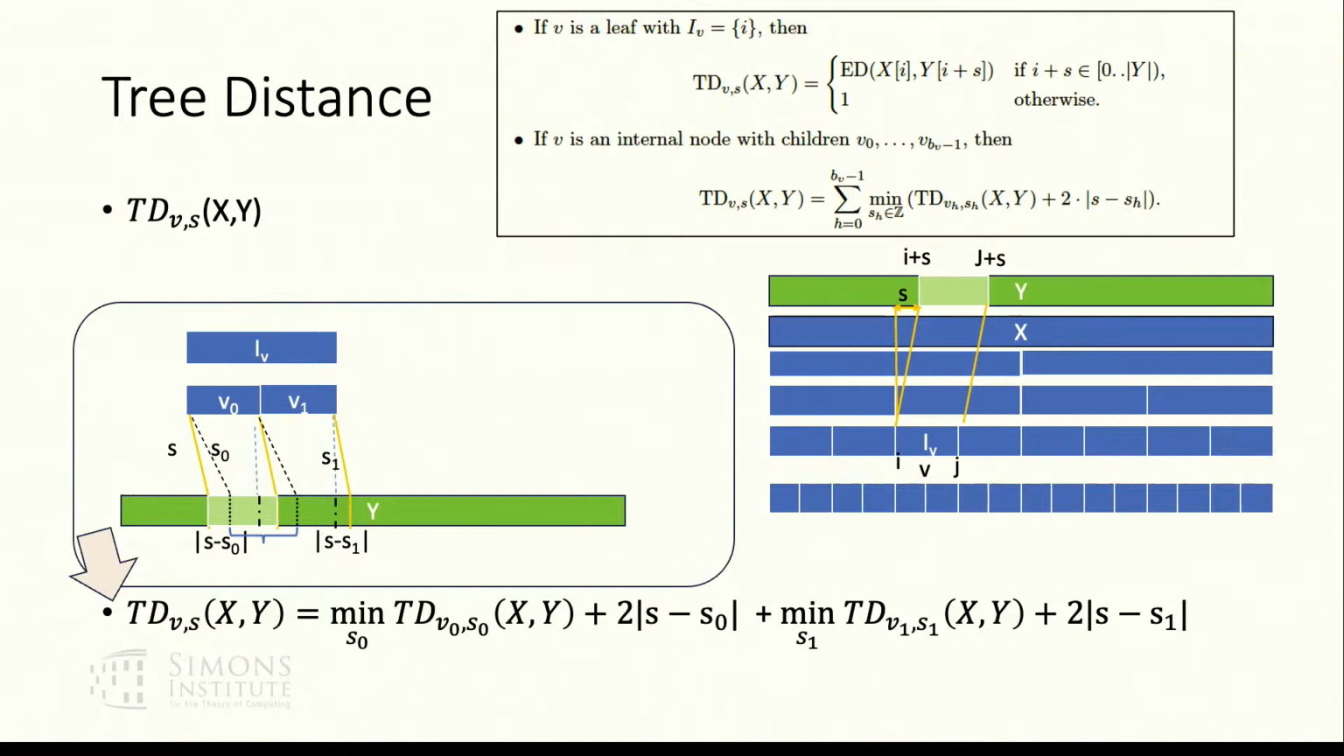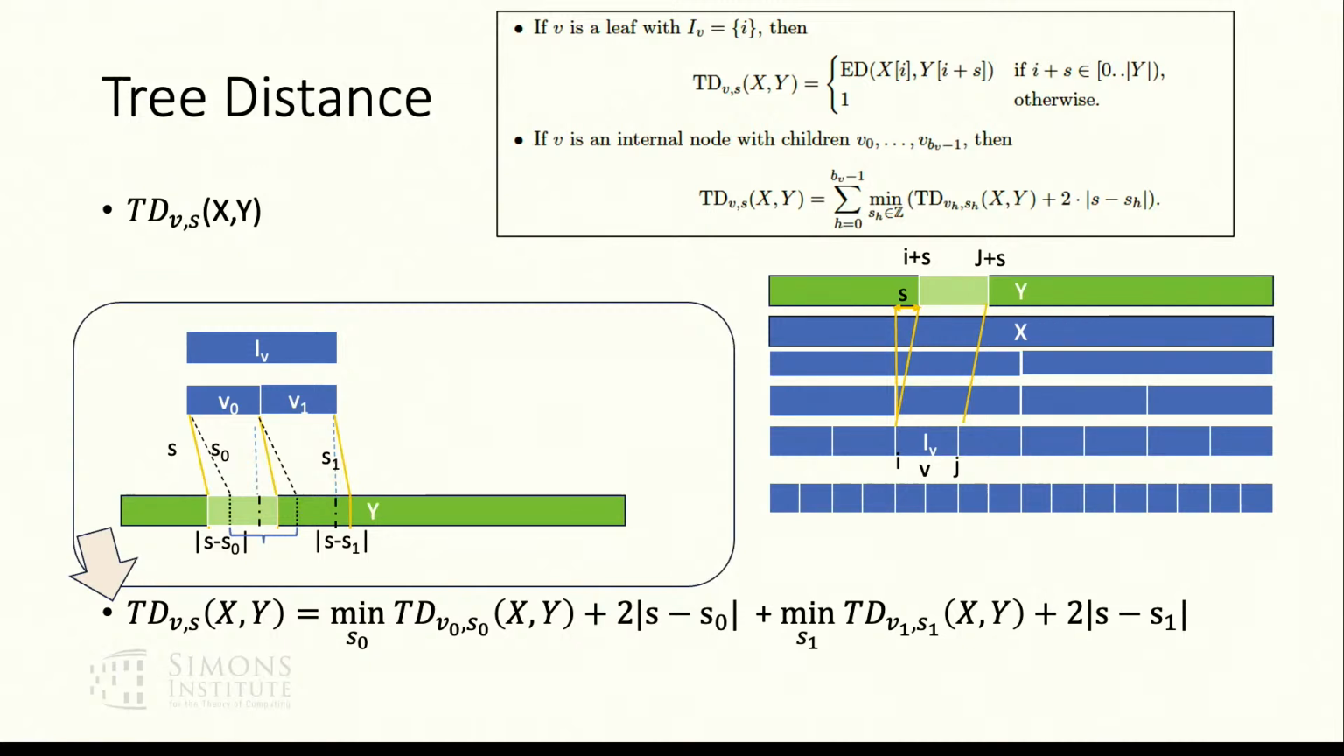So at the leaf level, it's just Hamming distance. As you go up, you define it recursively. Each child looks over all possible shifts S0, but whenever S0 doesn't match S, you have to pay for it. Similarly, S1 goes over all possible shifts, and whenever S1 doesn't match S, you have to pay for it. And that is it. Is this okay?